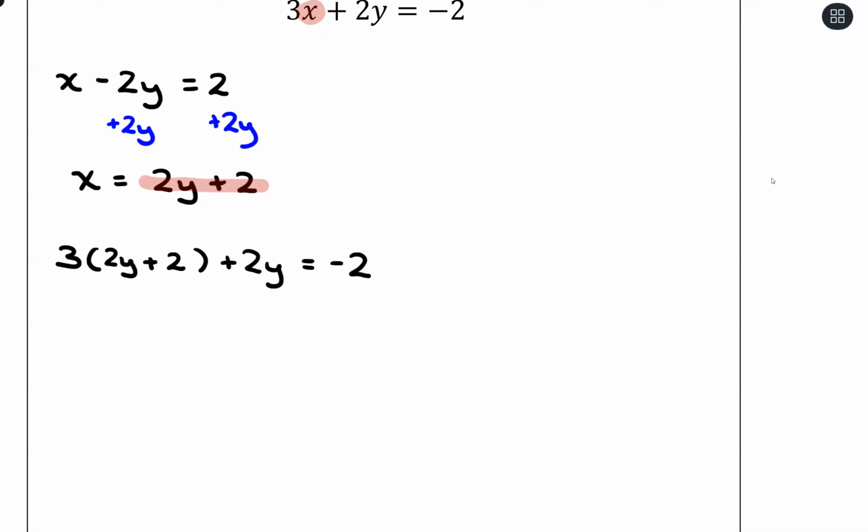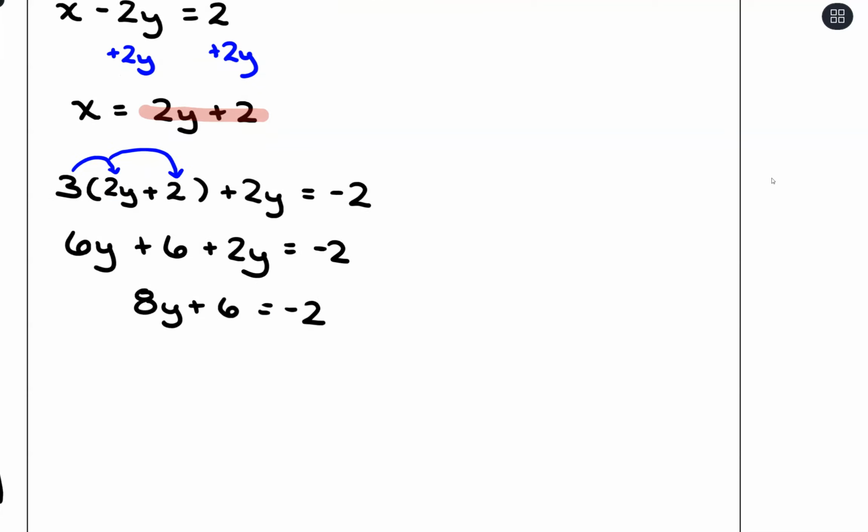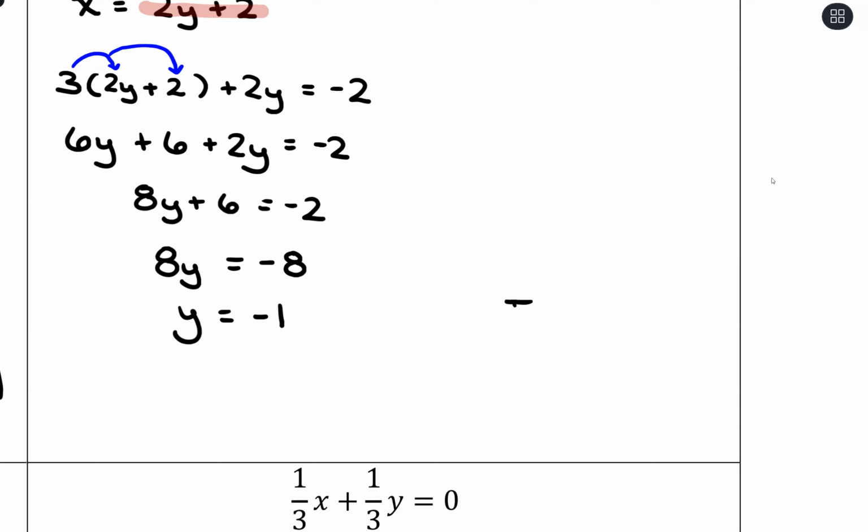But now I have an equation all in terms of y, so I can go ahead and start solving for y. So I'm going to distribute the 3. Combine like terms. 8y plus 6 equals negative 2. Subtract 6 from both sides. Divide by 8. And we just got our y coordinate. So again, I'm working up to the solution, and we're trying to fill in the blank for a coordinate, and I just found our y coordinate is negative 1.